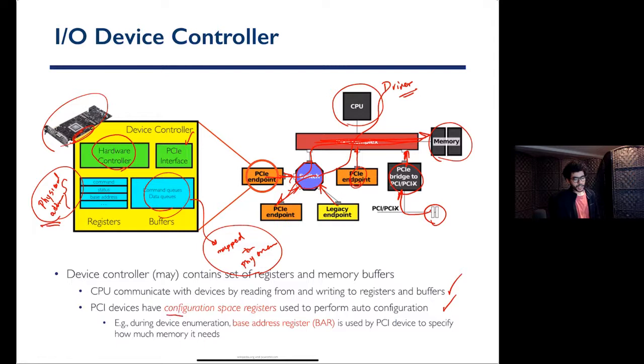It's called the configuration space register. So there are registers here called configuration space registers. In every PCIe device, you have these registers. In fact, in every PCI device, you have these registers. When you turn on the device, it sets those registers, and these registers basically tell the system how many registers there are, what is the size of the buffer, how many buffers there are. So the device sets these registers.